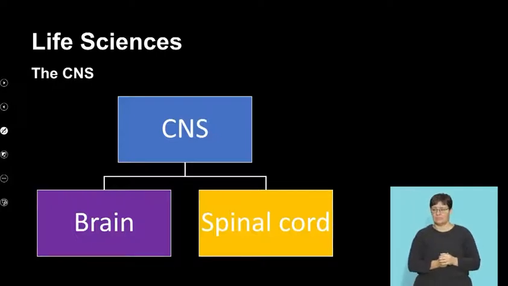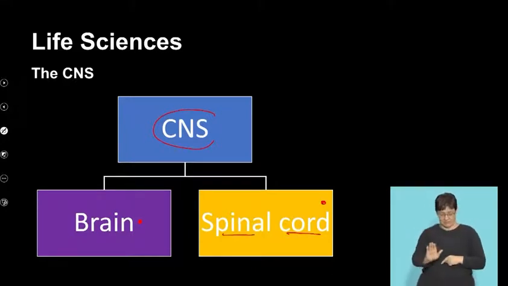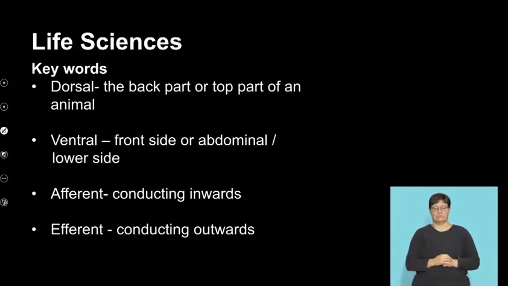So if you look at this flow diagram, you will see the central nervous system is composed of the brain, like that definition said, and the spinal cord. Now we're going to start off with the spinal cord. But before we do, we need to know these vital scientific words.